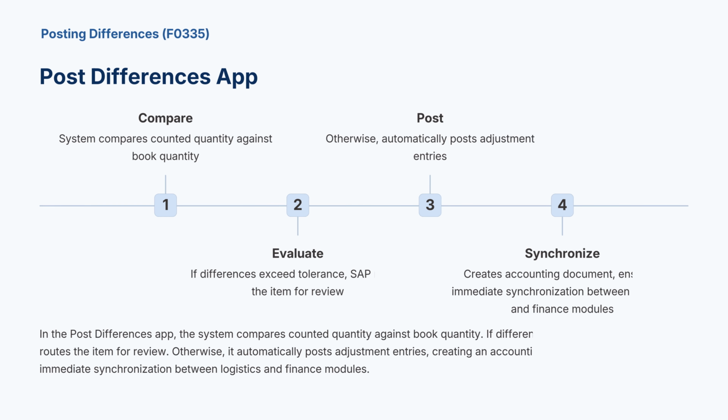Posting differences, F0335. In the Post Differences app, SAP compares book and counted quantities. If differences fall within tolerance limits, the system posts the adjustment automatically. Otherwise, it flags the item for supervisor approval. Posting creates both material and accounting documents, ensuring that physical corrections flow instantly into finance.